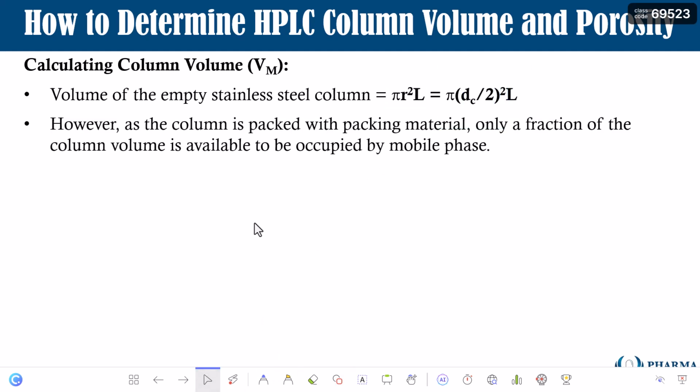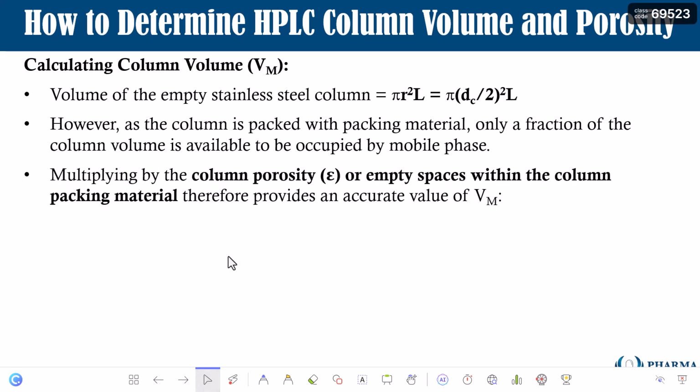Okay, let us move on to understanding the importance of the porosity now. However, as the column is packed with packing material, only a fraction of the column volume is available to be occupied by the mobile phase. Means what? Your column has many empty spaces. We talked about those empty spaces, isn't it? So it is not that the complete column volume is available for the mobile phase to occupy. Only a very small amount of volume will be available for the mobile phase inside the column.